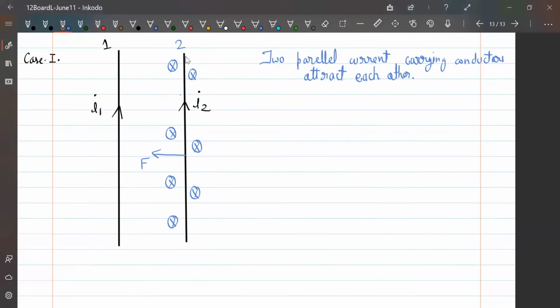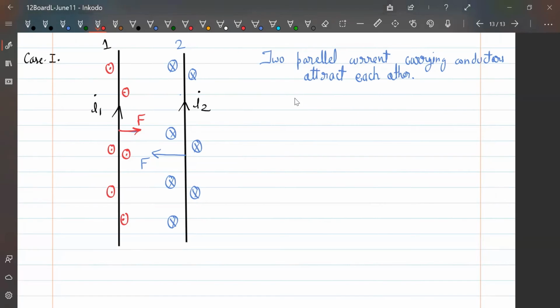Again, if you calculate the magnetic field by the second wire in the region of the first wire, you will get the magnetic field in the upward direction. Due to this magnetic field, the force on the first wire due to the magnetic field of the second wire will be along the left. We can prove that the value will be the same. It is again an action reaction pair.